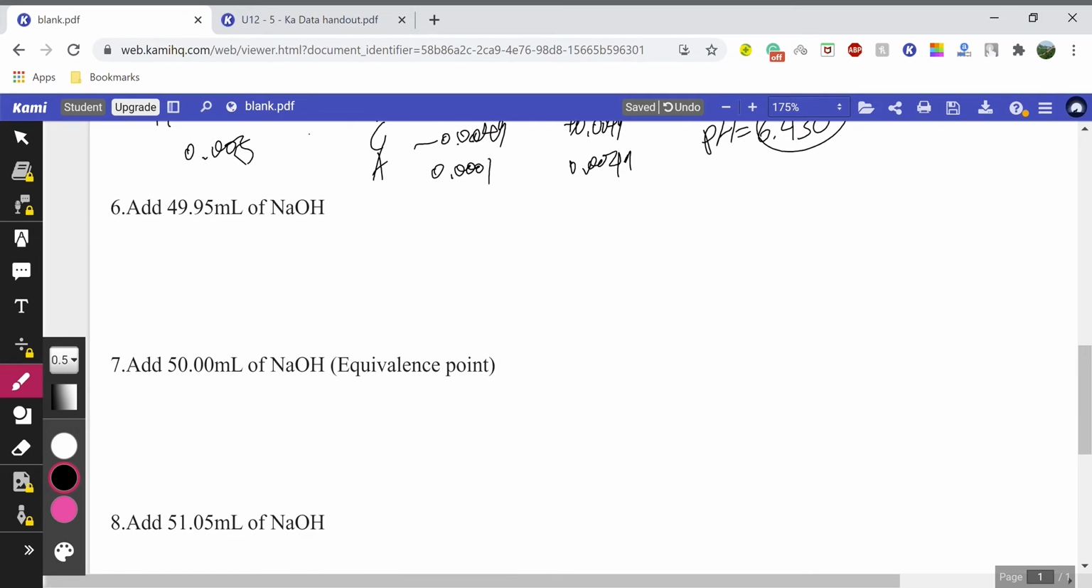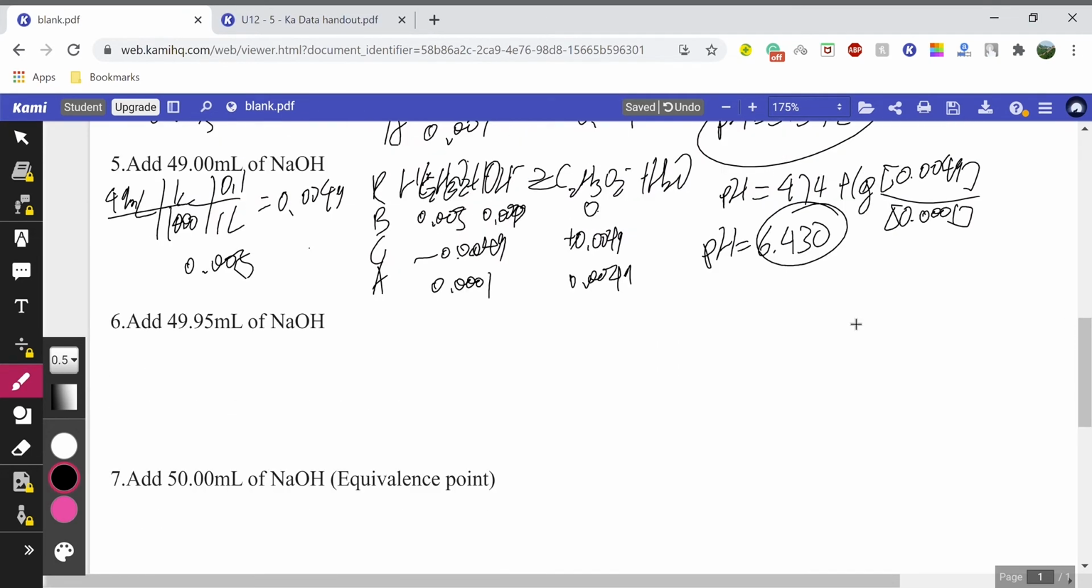Alright. And finally add 49.95. So 49.95 divided by 1000 times 0.1 is going to be 0.004995. RICE chart. Right now, I'm going to start simplifying HAC instead of HC2H3O2.